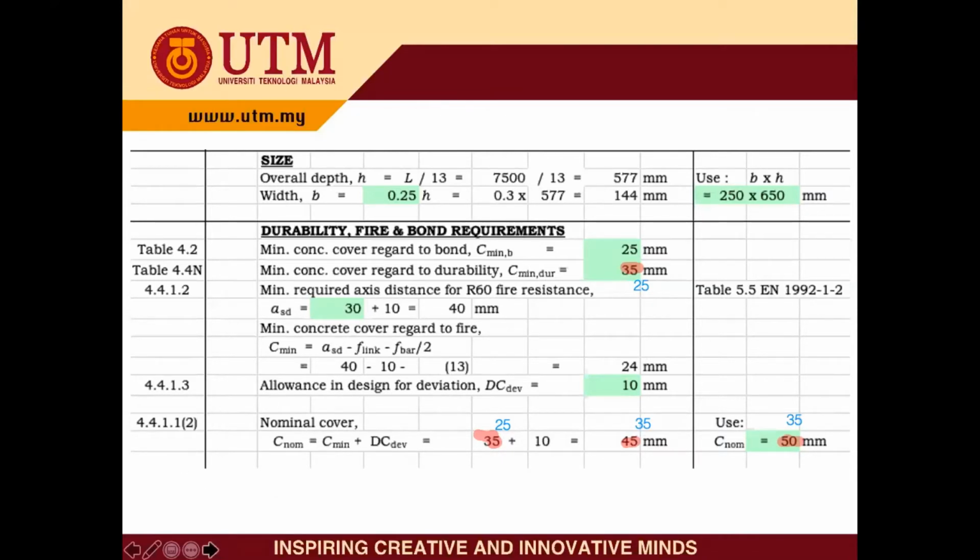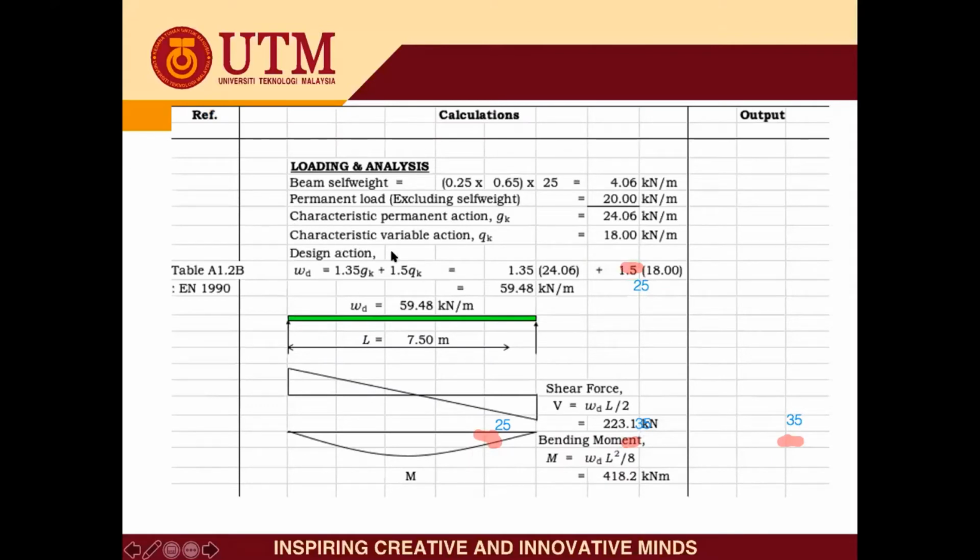After you got the C, then calculate what is the loading that will be sustained by our beam. So we have self-weight of the beam. Just now the question said that the permanent load from the self-weight is not included. So we need to calculate ourselves here. 0.25 times 0.65 times 25, 25 is the density of concrete. You need to remember this. So you got 4.06. Permanent load given 20, and you need to total up, so 24. Then characteristic Qk given 18.